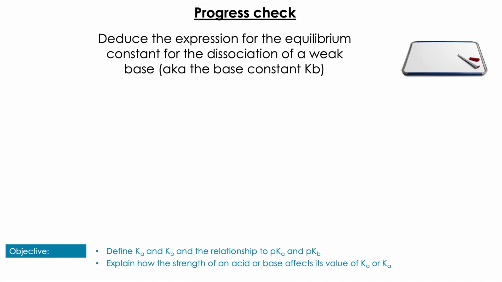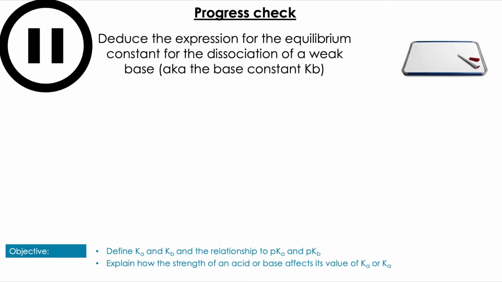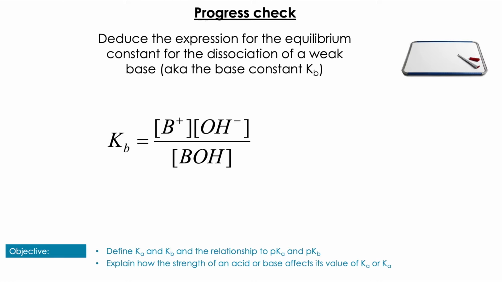Building on that then, deduce the expression for the equilibrium constant of a weak base. Pause the video here, give yourself some time for that. Okay, and just like it always has been, products over reactants: B plus OH minus over BOH.